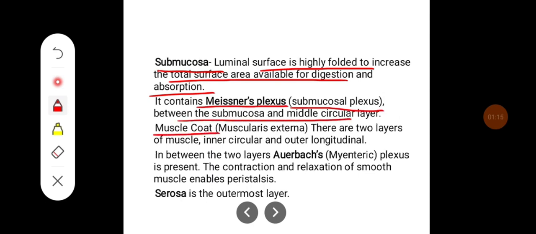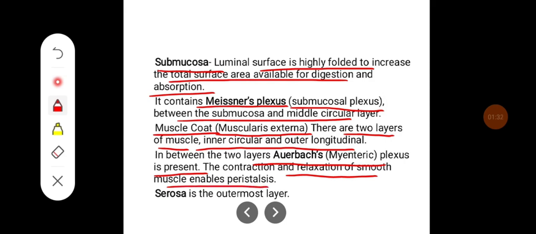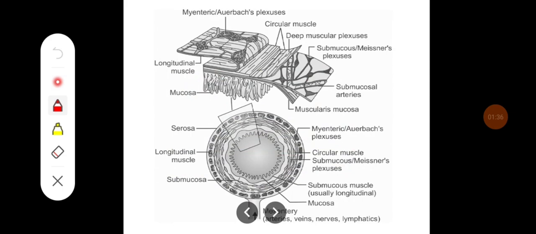Muscle coat, that is muscularis externa: there are two layers of muscle in this, inner circular and outer longitudinal. In between the two layers, Auerbach plexus or myenteric plexus is present. The contraction and relaxation of smooth muscle enables peristalsis. And serosa is the outermost layer of the GI tract.